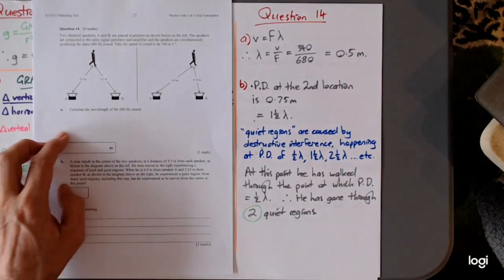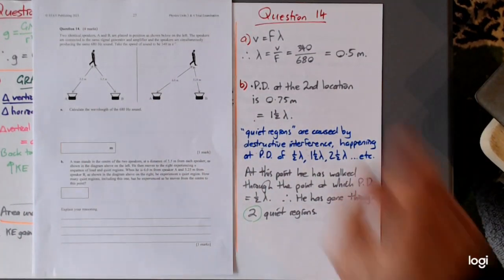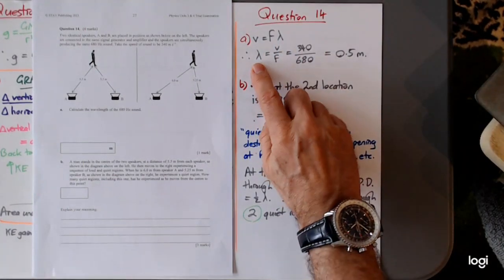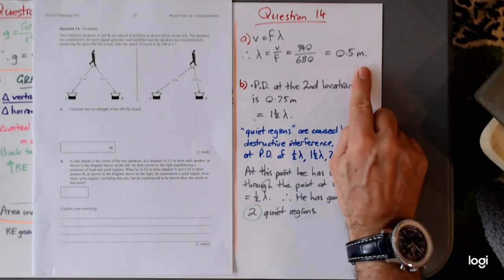Number one, calculate the wavelength of the sound. Easy. v equals f lambda. Got that formula. Wavelength is v on f. Ta-da! Easy. Half a meter.